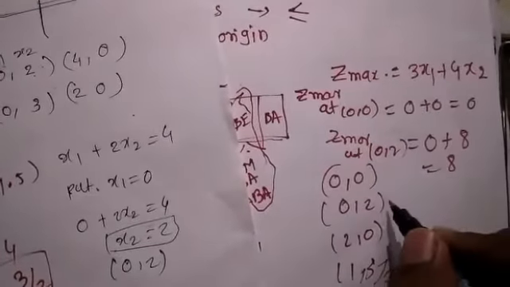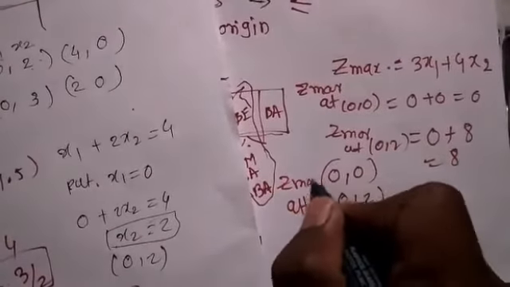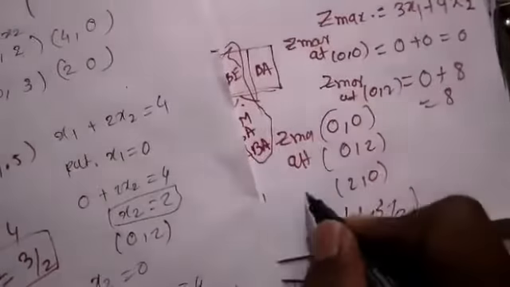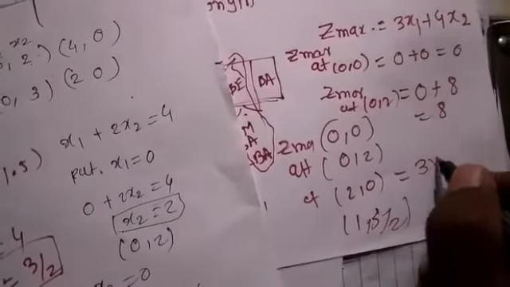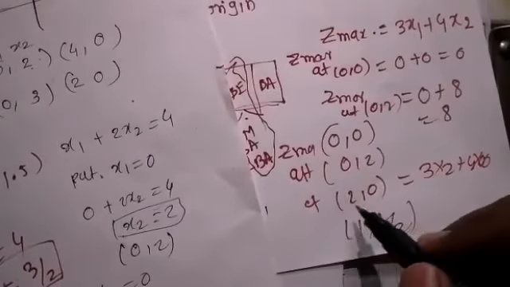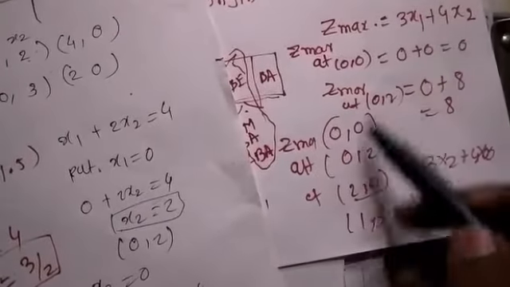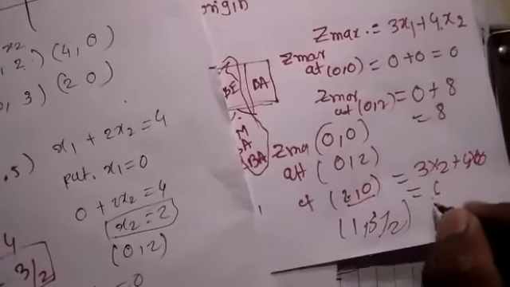Similarly, if we put z max at 2, 0, then 3 into 2 plus 4 into 0. How? Just put this coordinate in the objective function: x1 is equal to 2, x2 is equal to 0. We got 6.